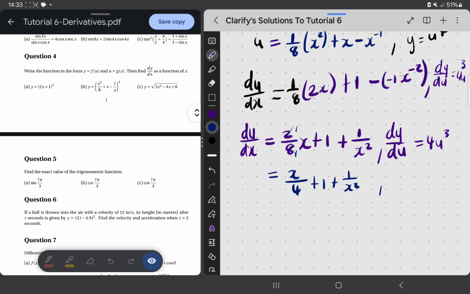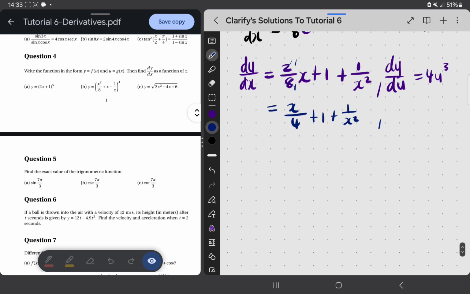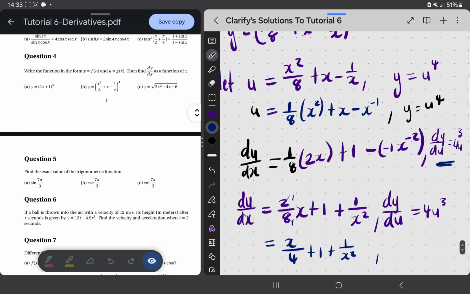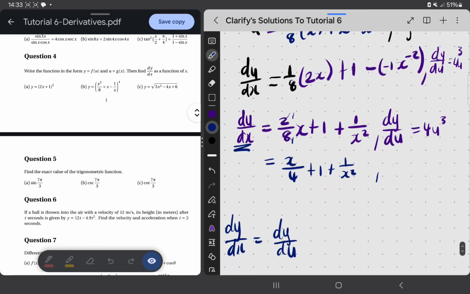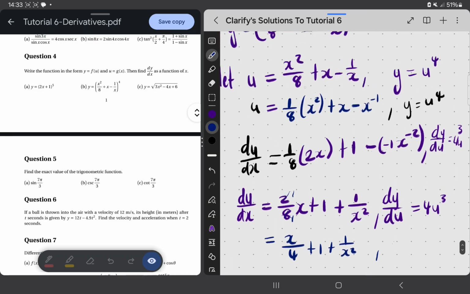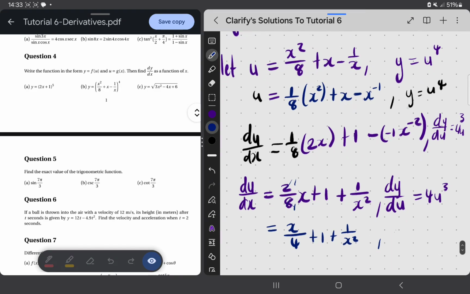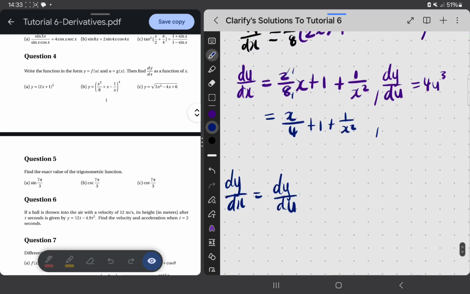Whilst your dy du, we have it. So now we can say that dy dx is going to be dy du, which is the one you have here, because y is now in terms of u, so you can find dy du. And u is in terms of x. You look on this side, it's in terms of x. So you find the derivative of u with respect to x, just like we found the derivative of y with respect to u, dy du. Same thing. So it's dy du times du dx.